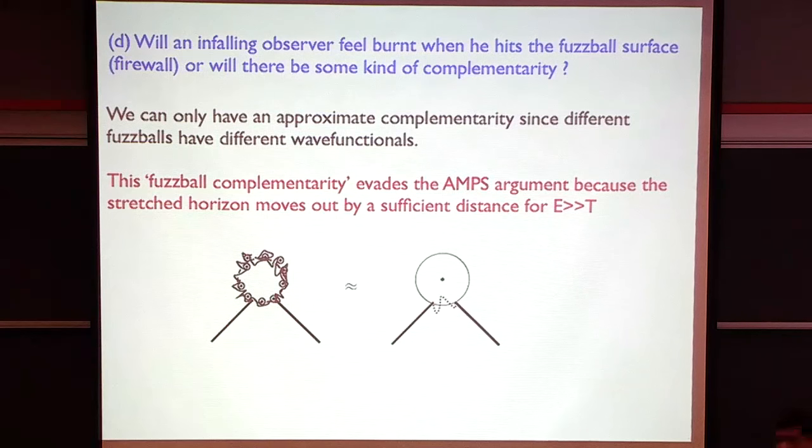So what exact line in the AMPS argument broke? It was the assumption that the stretched horizon does not move out before it is actually hit. Okay, so I think that's a summary of what I wanted to say here.